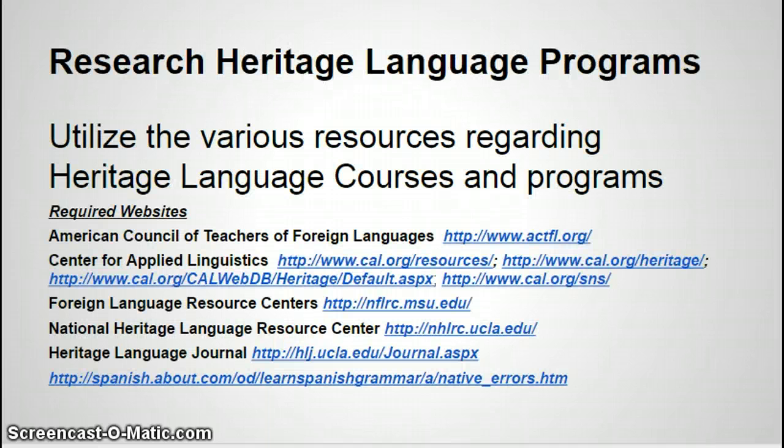Earlier in the course, you reviewed the required websites for the course, and I encourage you, as part of this project in developing a course description and a syllabus, to revisit those websites and look at the resources and information that they have available related to heritage language programs, heritage language courses, and what instruction in those programs includes. And again, while we're mainly talking about heritage language courses, I would encourage you to look at the Spanish for native speakers information, as well as any other language for native speakers or heritage language programs for the variety of languages that you can find, just to glean information on how they're designed and how they're implemented.